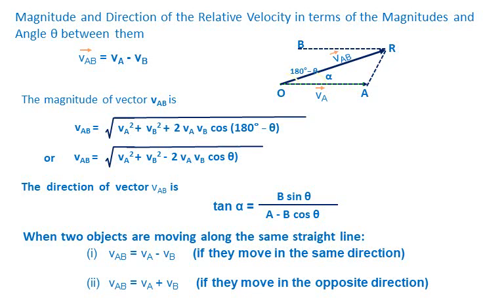If the two objects are moving along the same straight line, then it will be simply VA minus VB, because at that time the angle between A and B will be 0, and if they are moving in opposite directions, then VAB will be equal to VA plus VB.